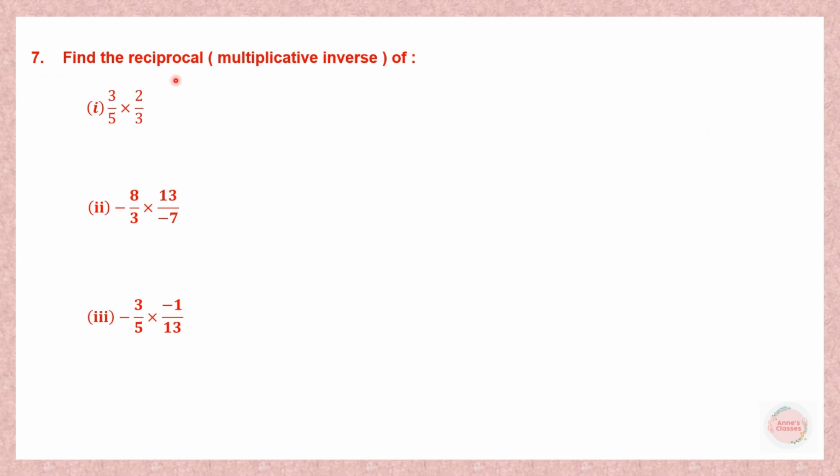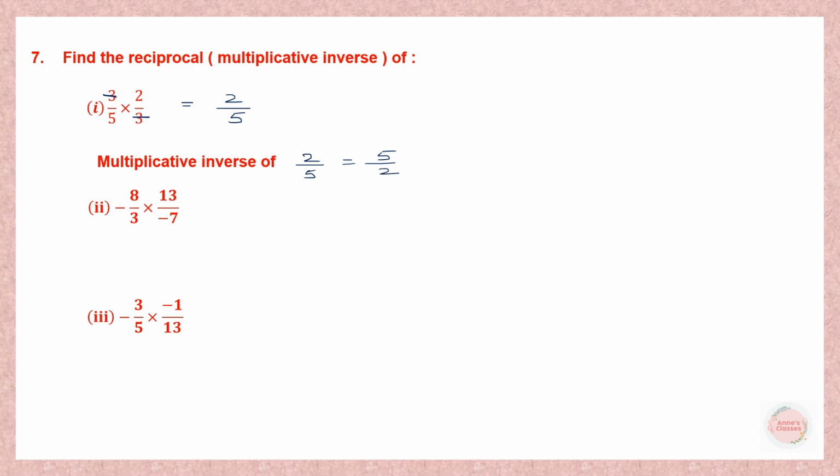Question 7. Find the reciprocal or the multiplicative inverse of the product of these rational numbers. So first we have to work this out. 3 by 5 into 2 by 3. So normal multiplication, we can cancel this 3 and this 3. So what do we have? In the numerator we have 2 by 5. So that means we have to find the multiplicative inverse of 2 by 5. So let's write that. Multiplicative inverse of 2 by 5 is the reciprocal, which is 5 by 2.